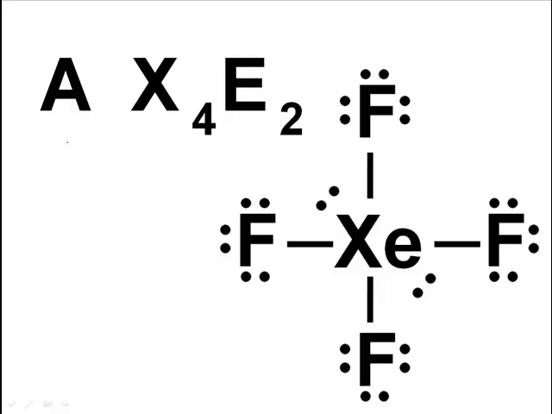So AX4E2. The steric number for this is going to be 4 plus 2. Steric number is 6. Now, just so you know, steric number is, you look at the central atom. How many bonds are around the central atom? 4. How many lone pairs? 2. I call bonds and lone pairs electron domains. So how many electron domains? 6. That's called steric number.